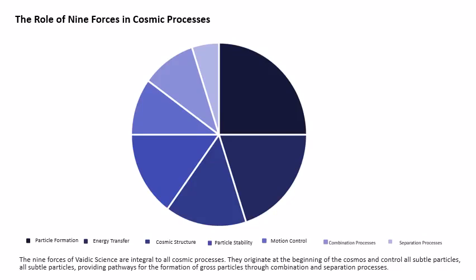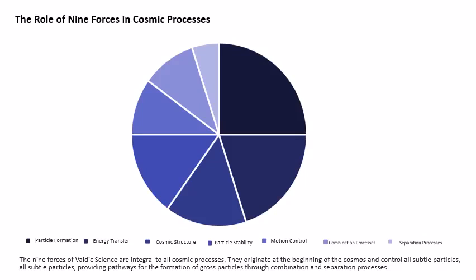And the source emphasizes these 9 aren't just separate items on a list. They're presented as integral to everything that happens in the cosmos. Particle formation, energy transfer, structure, stability, motion control, combination, separation. It's all governed by these forces, according to this view. They supposedly allow for stopping particles, starting motion, stopping motion, the whole dynamic.